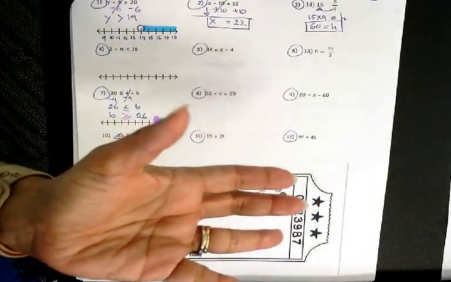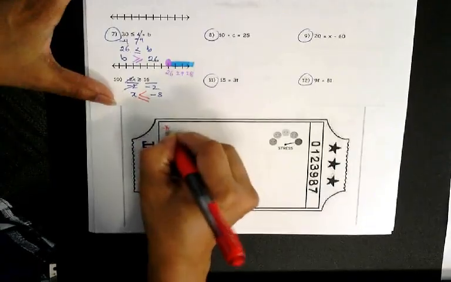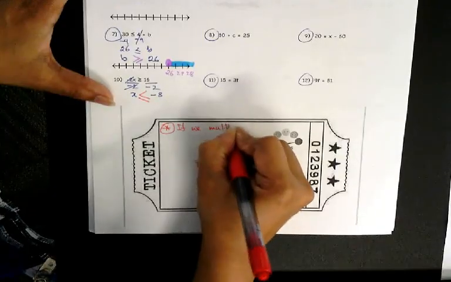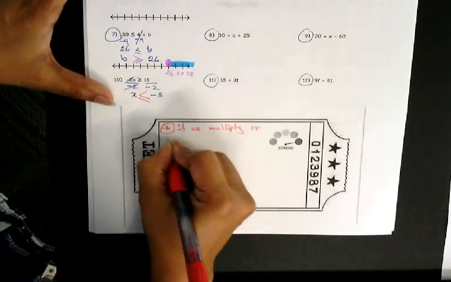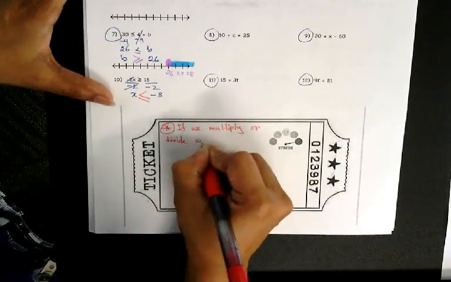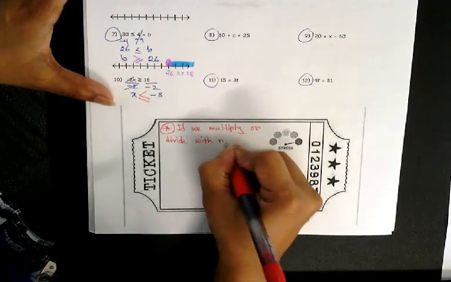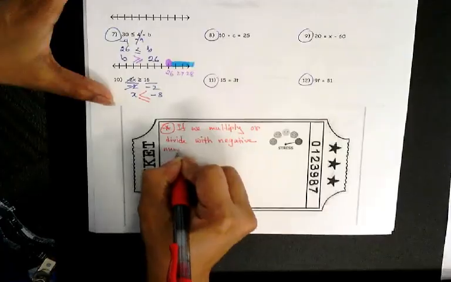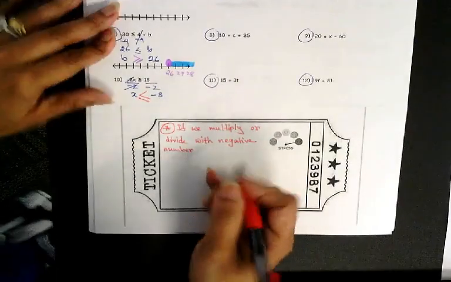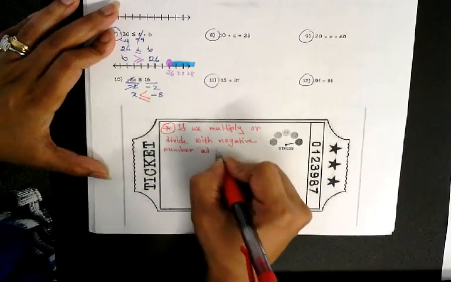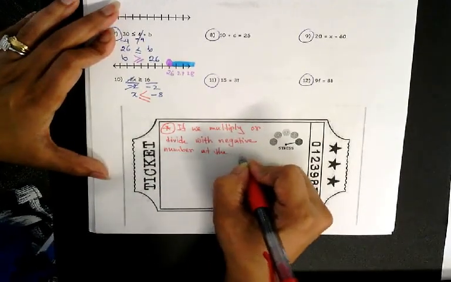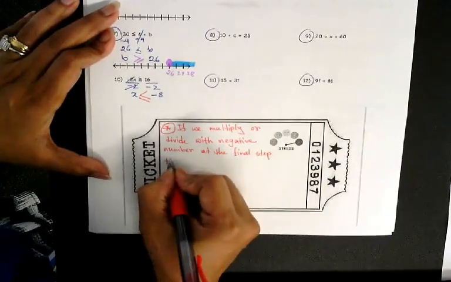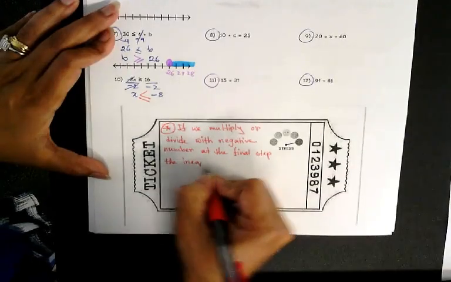So let's write down this rule over here. If we multiply or divide with a negative number, at the end step, at the final step, the inequality flips.